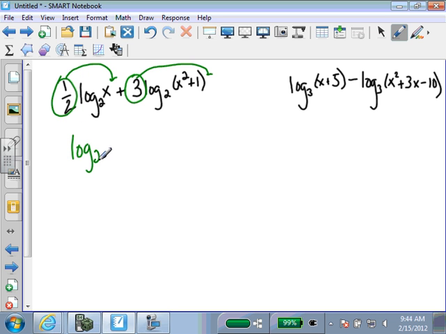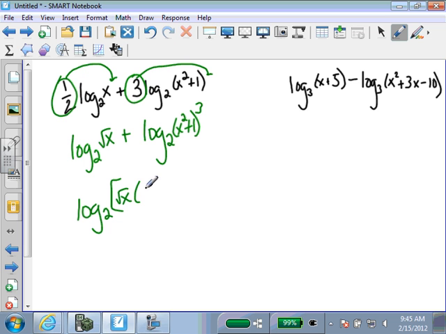So log base 2 of the square root of x plus log base 2 of x squared plus 1 quantity cubed. Now I have a sum, so I could condense that into a product. Log base 2 of the square root of x multiplied by x squared plus 1 cubed. And you might say, wow, that's ugly. And indeed, it does look ugly, but maybe in a particular problem, that's the best way to go.